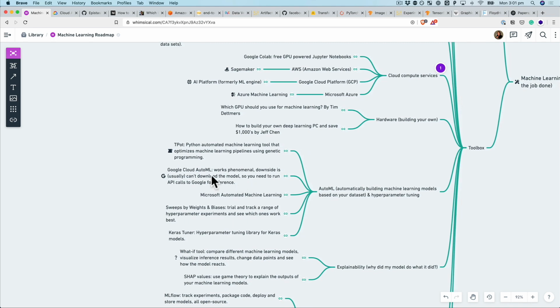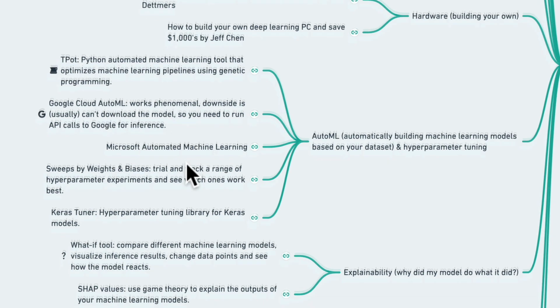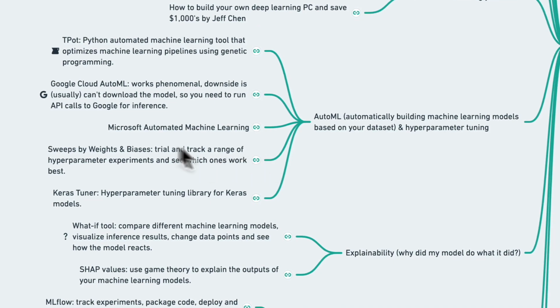The downside is that you need to run API calls to Google for inference. So if you wanted to deploy your model and have it run locally on a small device, that's probably not a great option because you don't get to keep the machine learning model if you train it on AutoML. That's kind of a common theme with a lot of AutoML services. Maybe that'll be changed in the future.